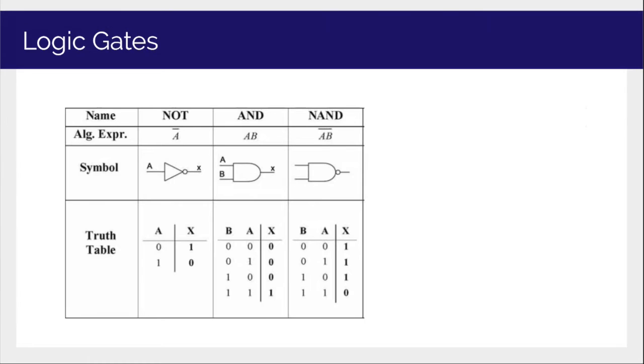And algebraically, it's like a NOT, with a line on top of an AND expression. So AB with a line over it would be a NAND gate, kind of like a NOT AND gate.